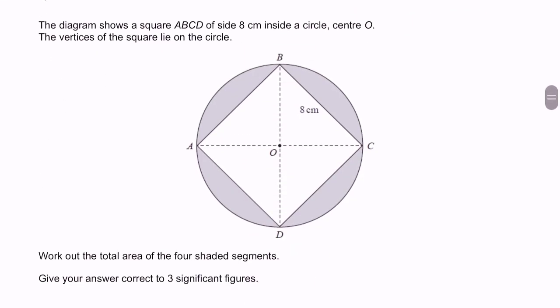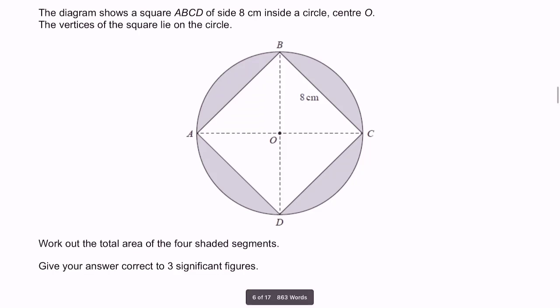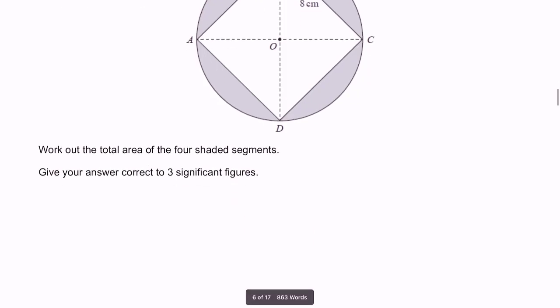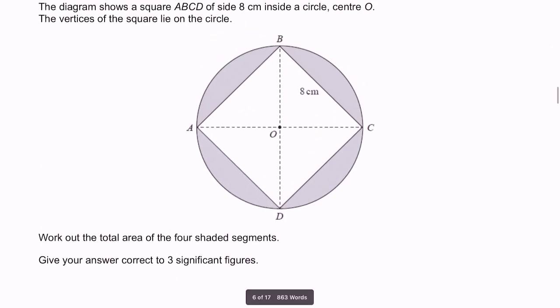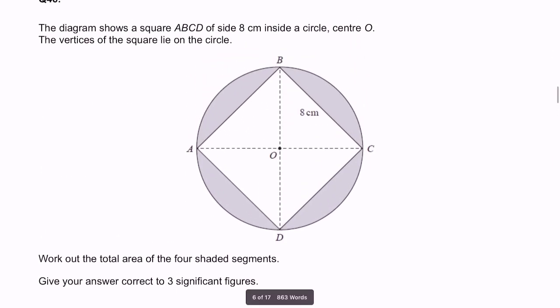Question 46. The diagram shows a square ABCD of side 8 cm inside the circle, center O. The vertices of the square lie on the circle. Work out the total area of the 4 shaded segments. Give your answer correct to 3 significant figures. Okay, so we need to work out the total area of the 4 shaded segments, these bits here.